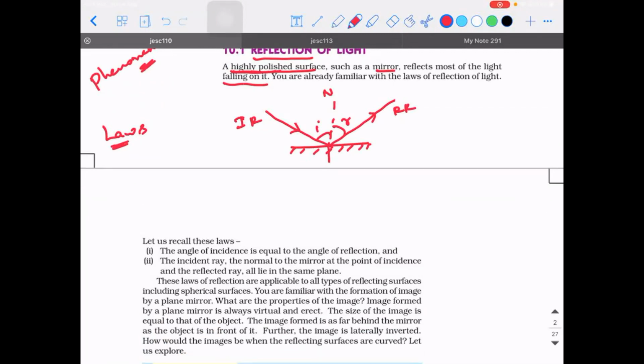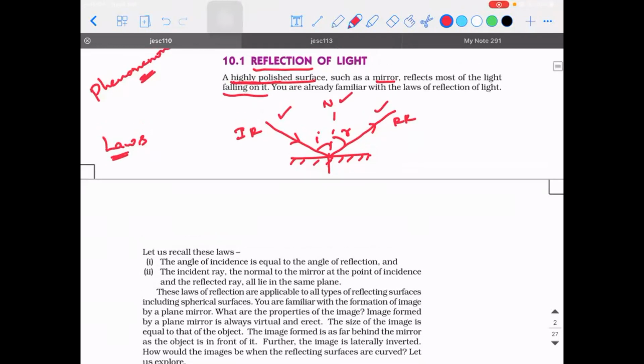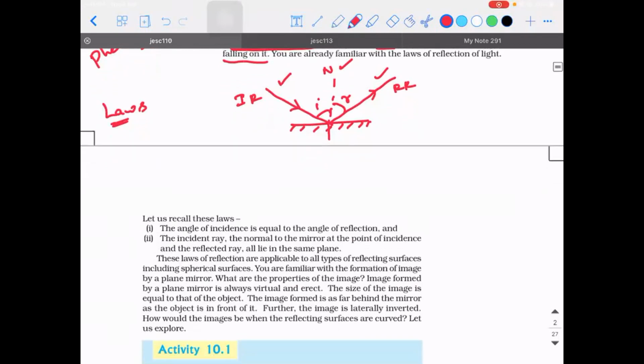What do you mean by same plane? The face of the mirror. If I present this on a Cartesian plane, then they all lie in the same plane. That's right. It means if the incident ray is restricted to the XY plane, then the reflected light will also be restricted to the XY plane, and the normal will also be in the XY plane. Very good. Good that you used the word Cartesian.